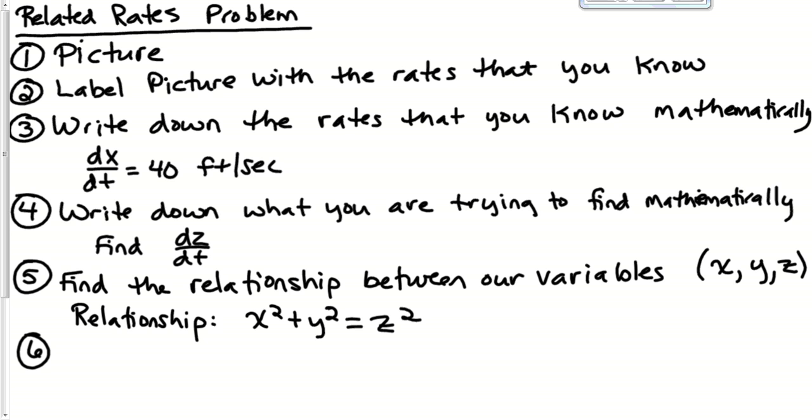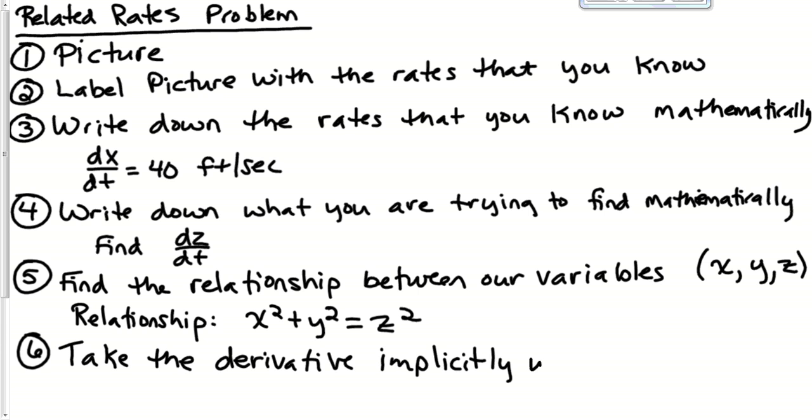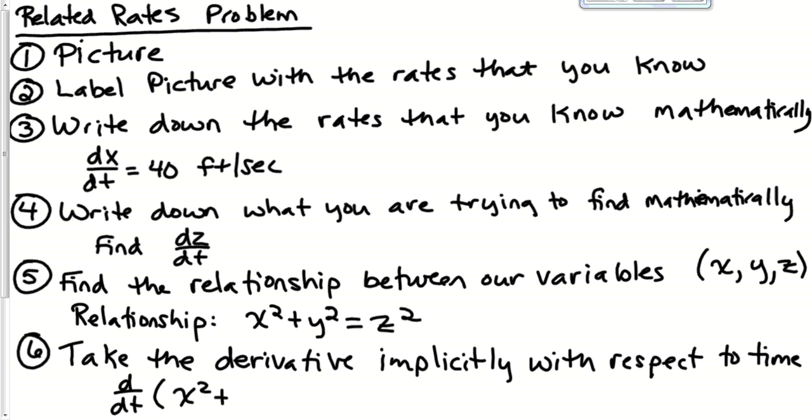Number 6, once we've got this relationship, we're going to take the derivative of this with respect to time. And we're going to take this derivative implicitly. So we're basically going to do d/dt of the x squared plus y squared and the d/dt of z squared. And again, we're doing that implicitly.